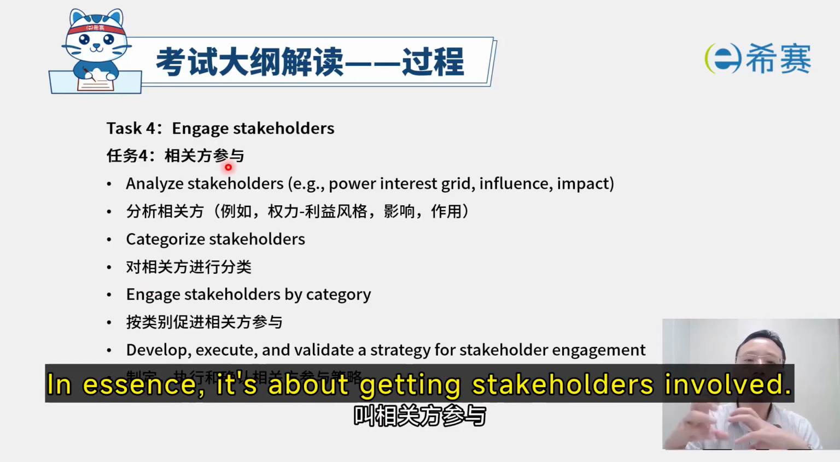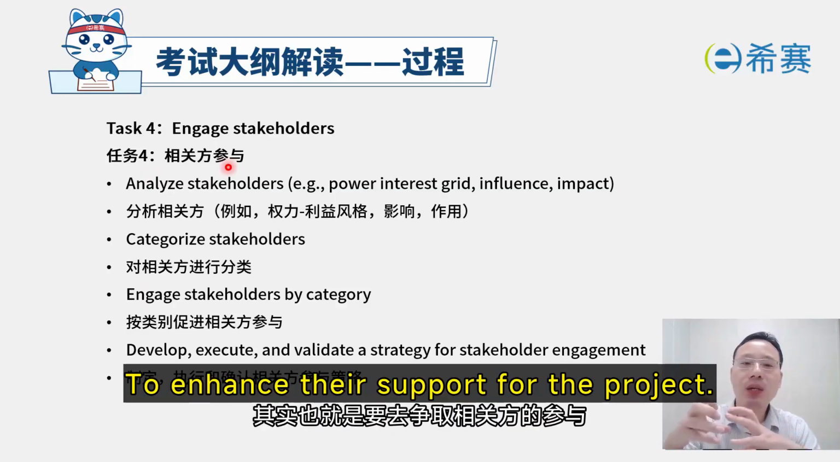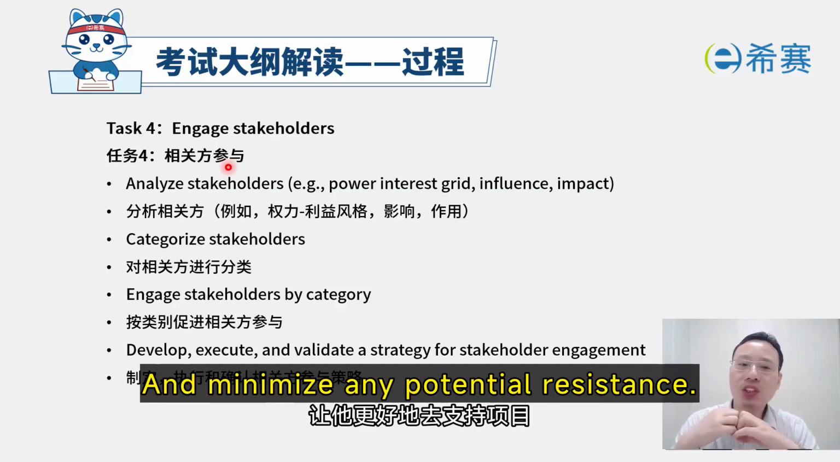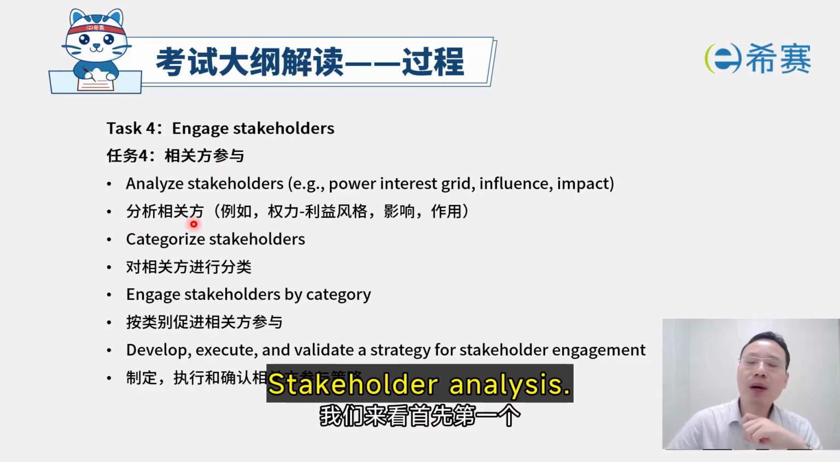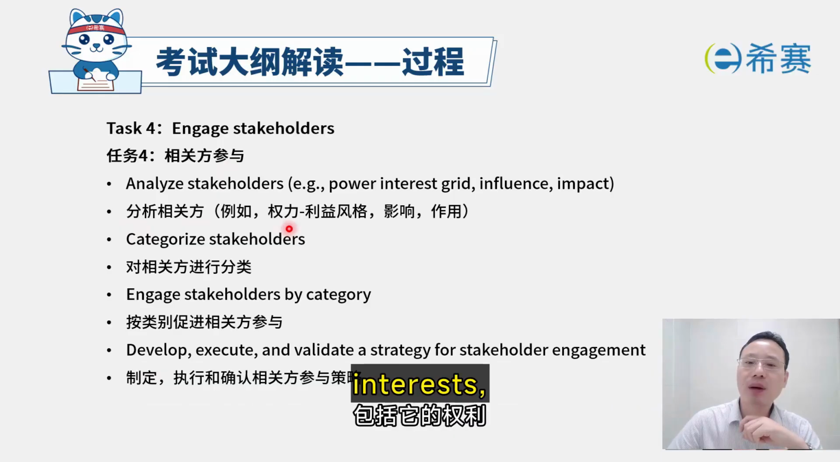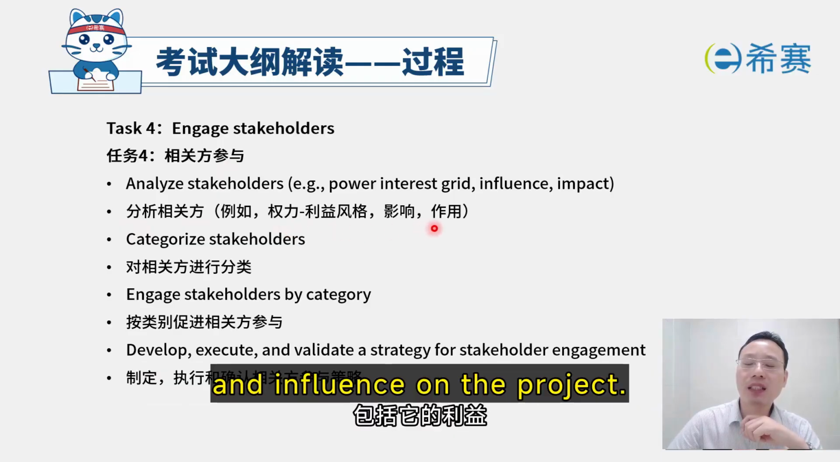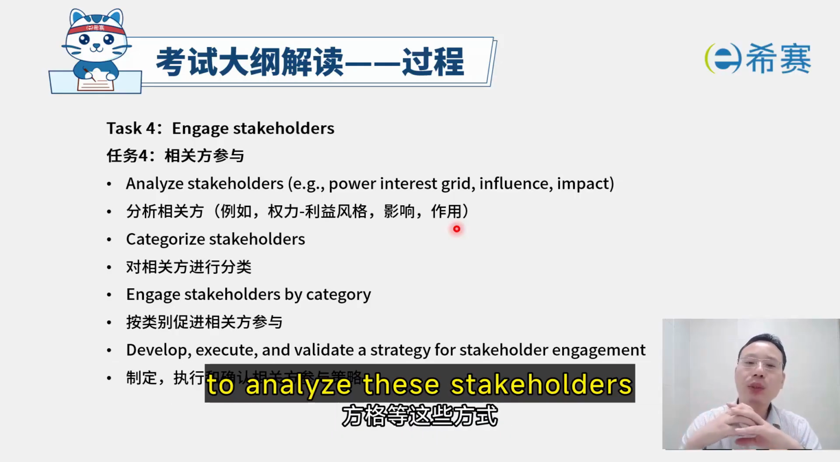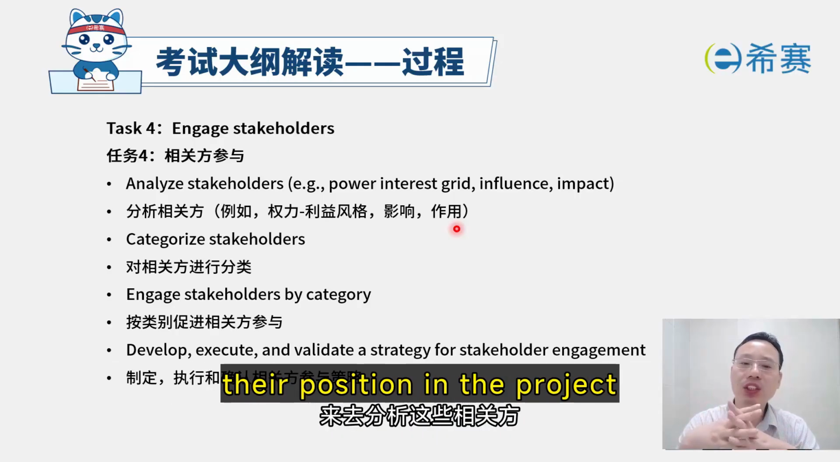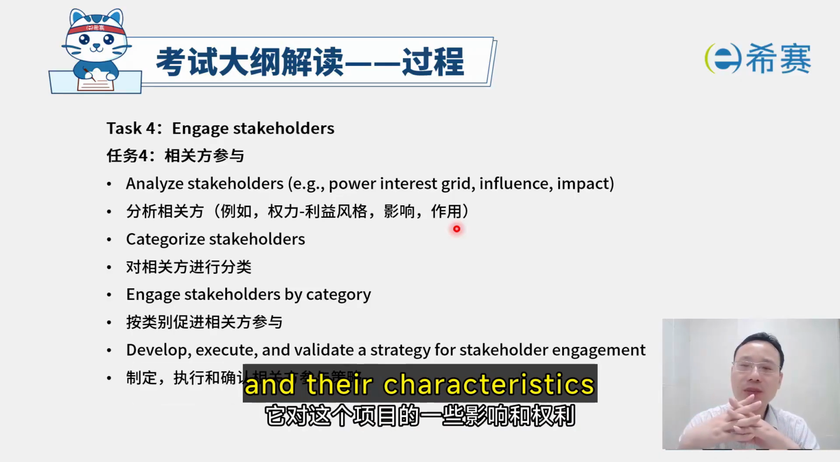In essence, it's about getting stakeholders involved to enhance their support for the project and minimize any potential resistance. Let's start with the first step, stakeholder analysis. This includes assessing their authority, interests, and influence on the project. Then we'll map out their power and interests, using tools like grids and matrices, to analyze these stakeholders, their position in the project, their influence and rights in the project, and their characteristics.